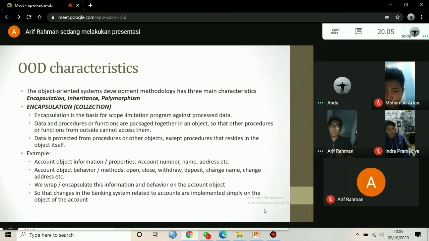Example, account object information or properties: account number, name, address, etc. Account object behavior or methods: open, close, withdraw, deposit, change name, change address, etc. We wrap or encapsulate this information and behavior in the account object, so that changes in the banking system related to accounts are implemented simply on the account object.